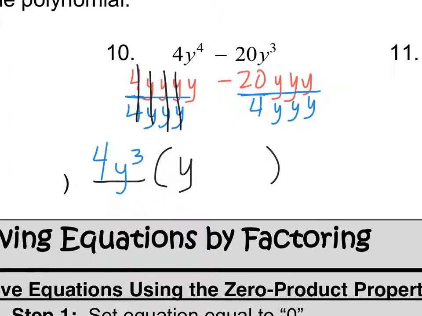Then I've got negative 20 divided by 4. Negative 20 divided by 4 is negative 5. And then I've got y, y, y. Those all cancel out. So my answer is 4y to the third. That was my greatest common factor. That's now on the outside of my parentheses. And what was remaining, y minus 5, was on the inside.